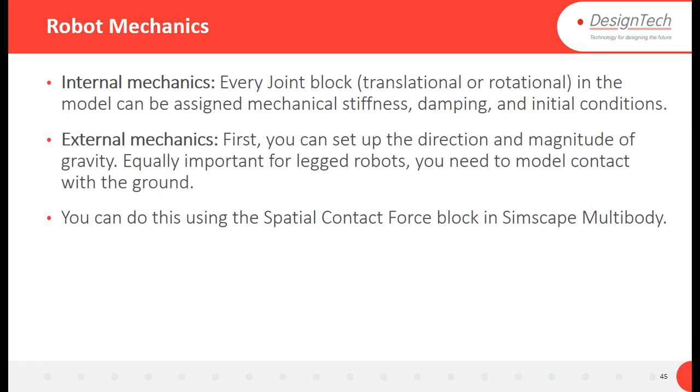okay, now about robot mechanics, internal mechanics and external mechanics. So two things are there. In internal mechanics, every joint block can be translational or rotational mechanics. Internal models can be assigned mechanical stiffness, damping, or some initial conditions.